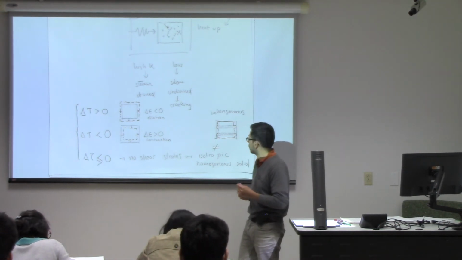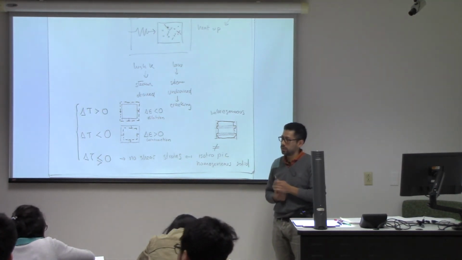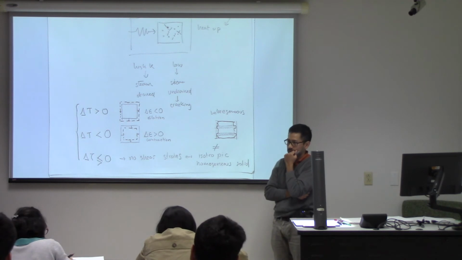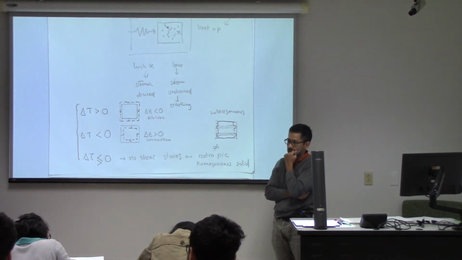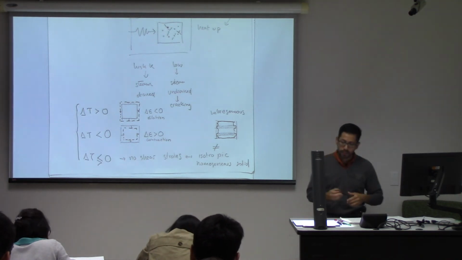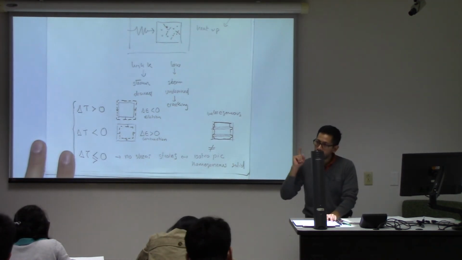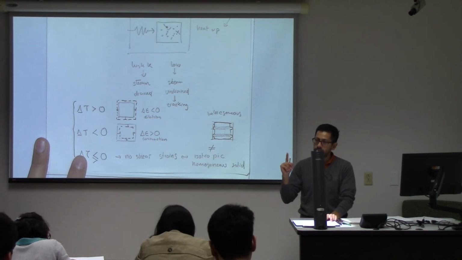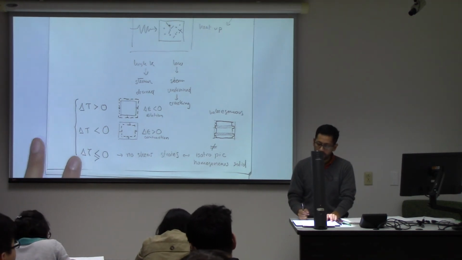Yes, Preston? So if it was a localized increase in temperature, even though it's isotropic, can you create shear strains? You could, yeah. But when you consider a point, a local point, that would not be the case.